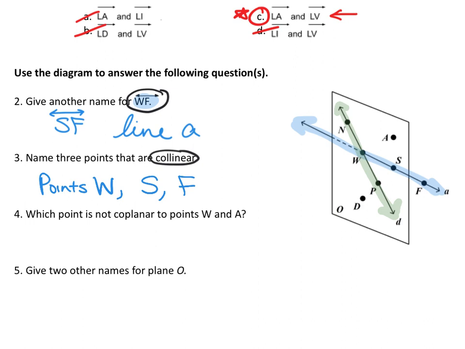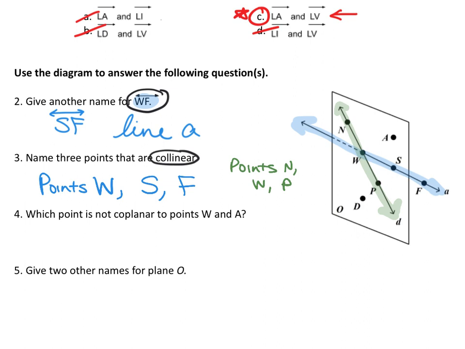NWP. So for the green one, we could say points N, P, W, and P. So there's two options there for how we could answer that question as long as we know what collinear means. Knowing our keywords is huge, especially for this test because we have learned a ton of vocabulary.